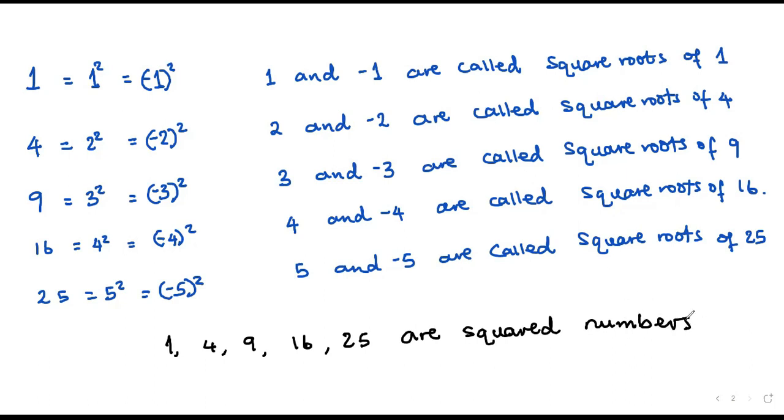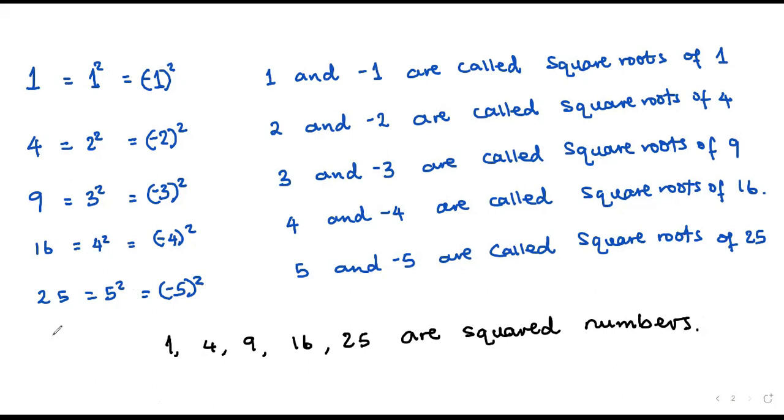Are squared numbers, and these are also called perfect squares. Now, if we have 1 as a square number from 1 squared, we have 4 from 2 squared, we have 9 from 3 squared, 16 from 4 squared, 25 from 5 squared. What is the next square number?